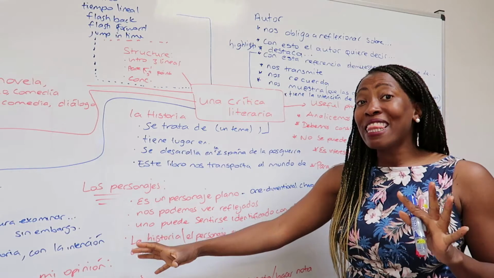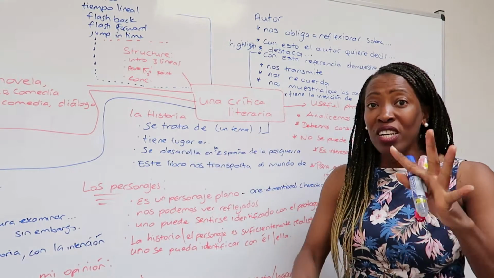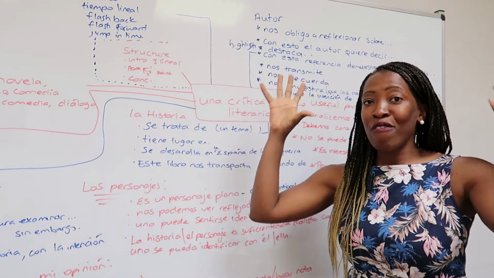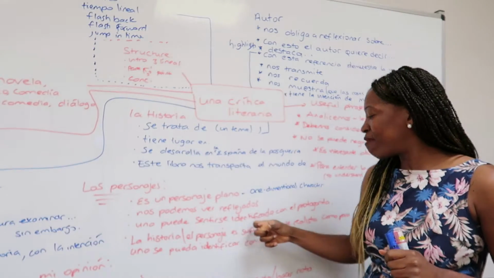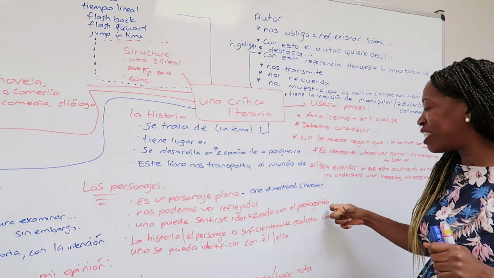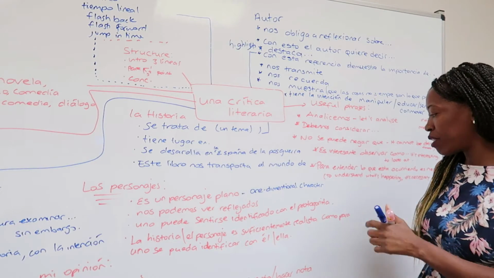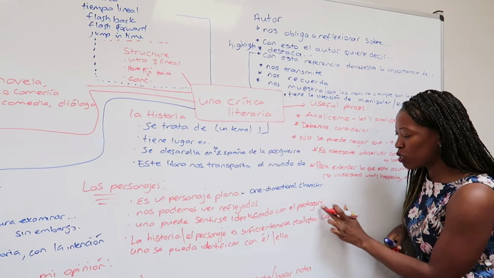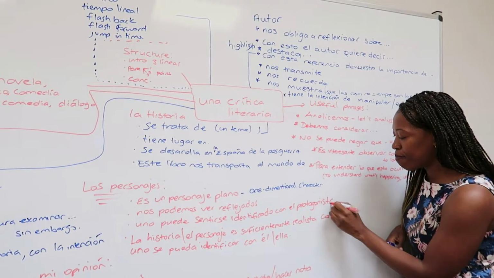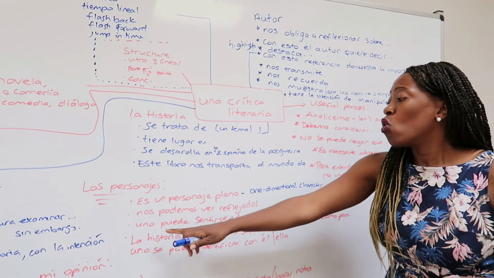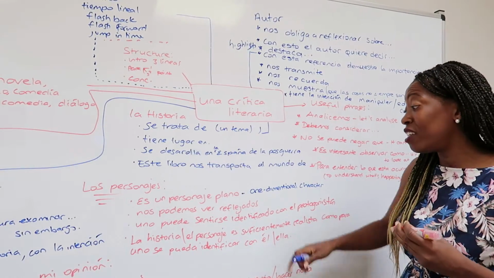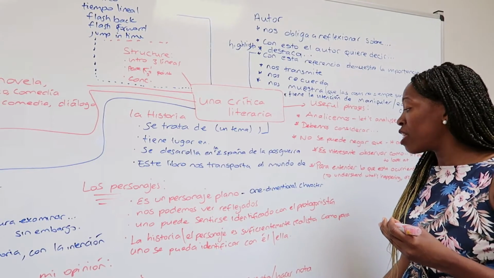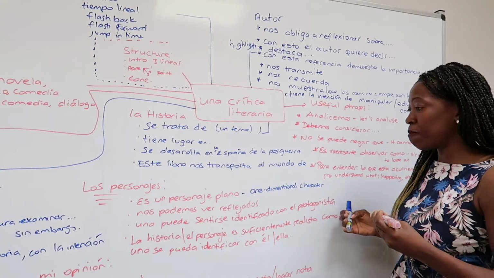These pretty much mean the same thing. They're just different wording because obviously I don't want everyone writing the same thing. Uno puede sentirse identificado con el protagonista. Okay, so one may feel identified or can feel identified with the main character.